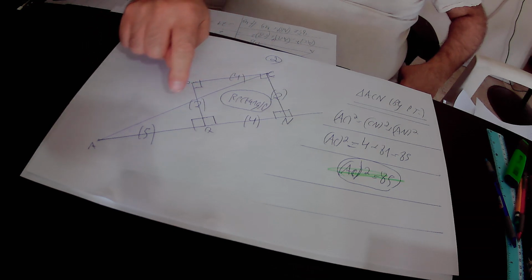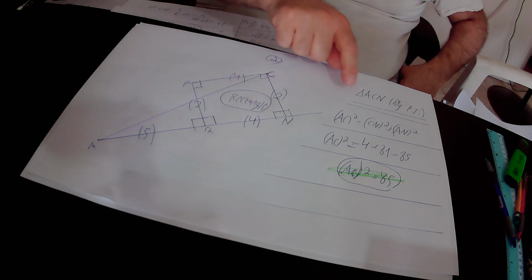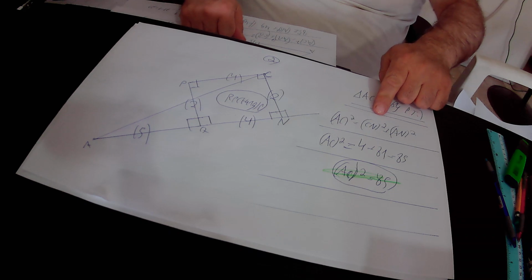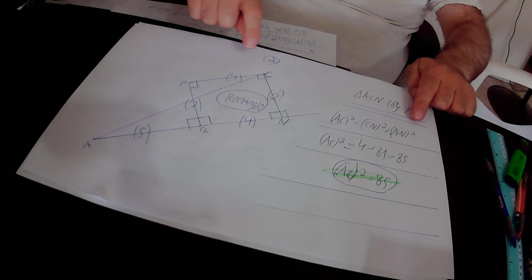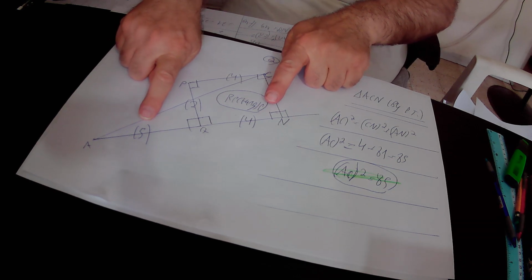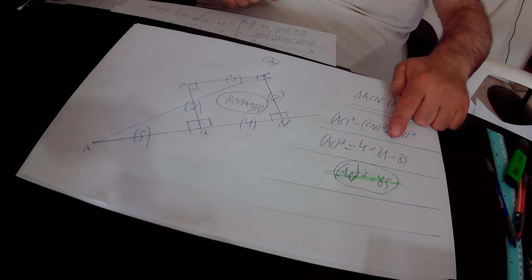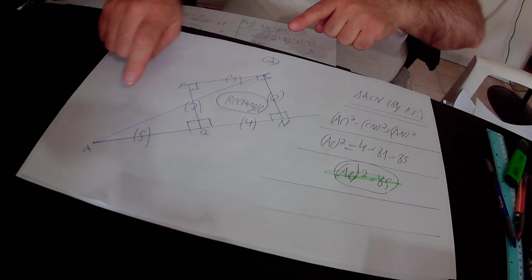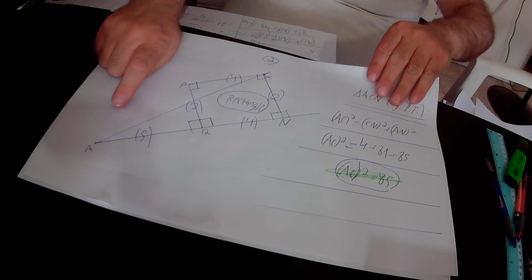According to the Pythagoras theorem in the right angle ACN, AC square equals CN square plus AN square. CN is 2, therefore CN square is 2 squared, that is 4, plus AN square. AN is 5 plus 4, that is 9. Therefore AN square is 9 squared, that is 81. So AC square equals 4 plus 81, that is 85. So AC square, the square of the hypotenuse of the right angle ACN, equals 85.